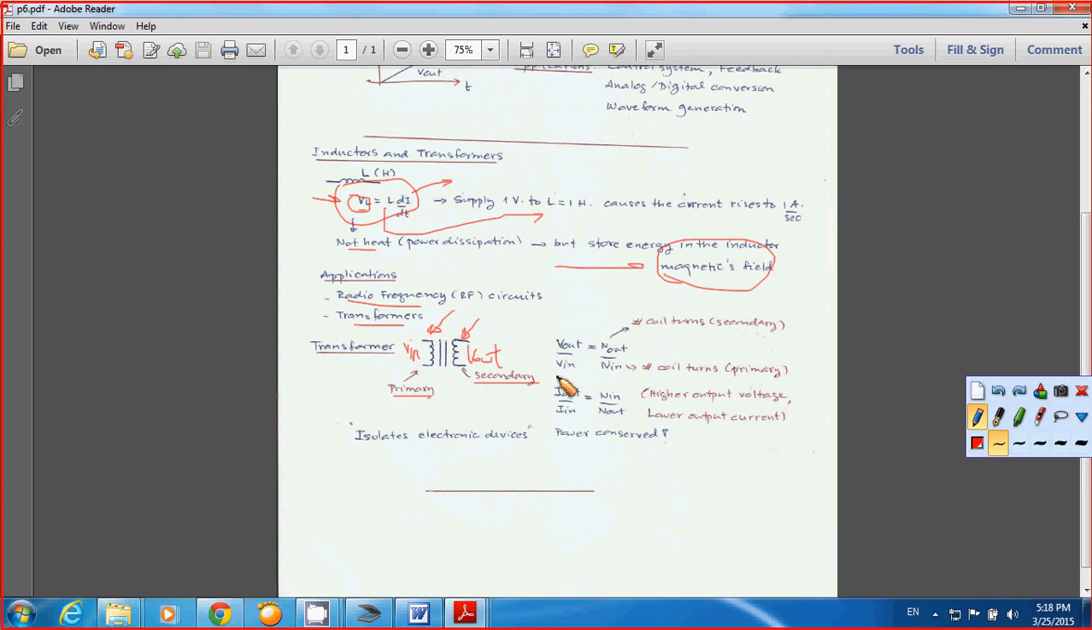But when you consider the current, it's going to be inversely proportional. So this becomes N on the primary side divided by N on the secondary. It works out differently here. If you have N out much greater than N in, you're going to have a V out higher than V in, but you will have I out less than I in. Okay, that's how a transformer works.